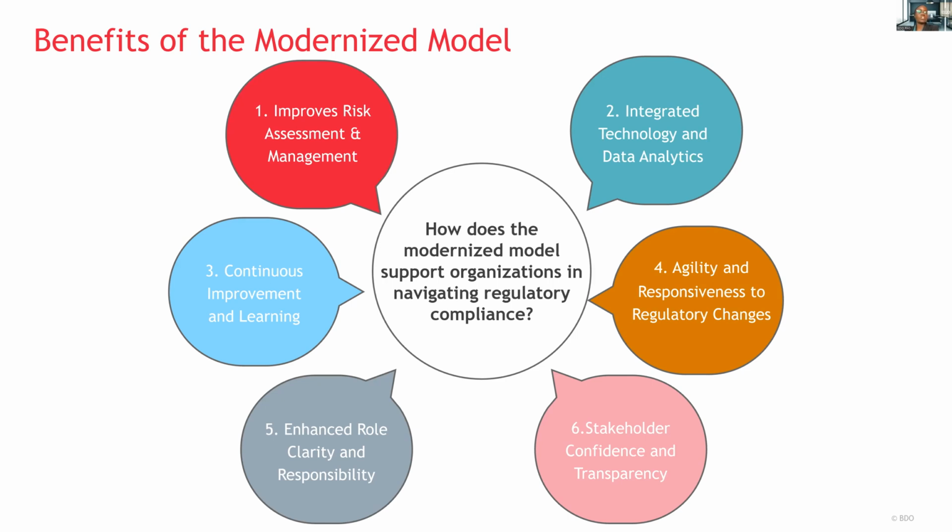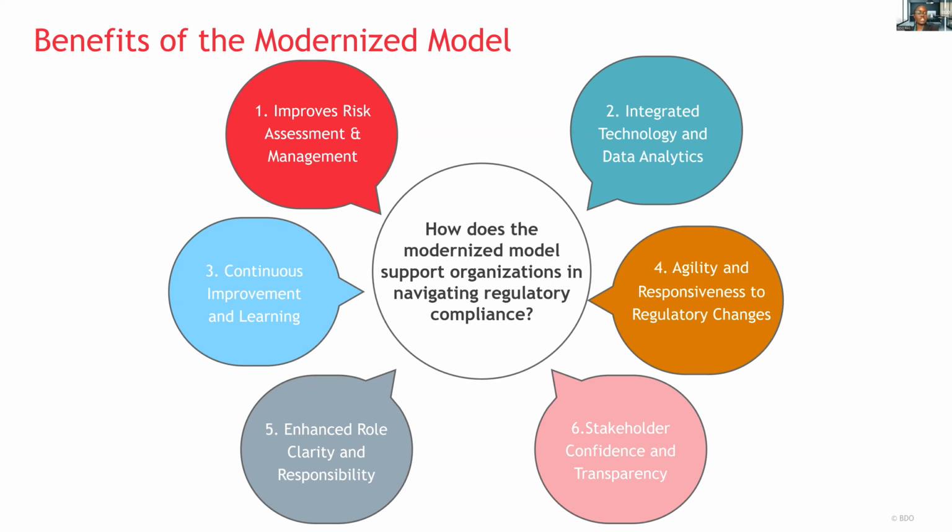Third, we have continuous improvement and learning. This model promotes a constant cycle of improvement, which is crucial for staying up to date with changing regulations. By setting up regular feedback loops to learn from compliance incidents and providing ongoing training, it ensures that all staff in your organization are well informed about the current regulations and also the best practices in compliance.